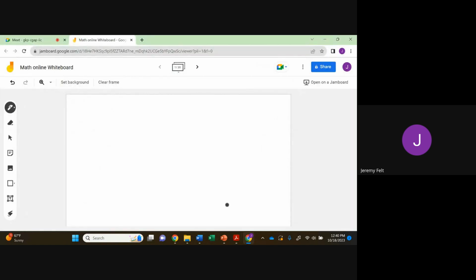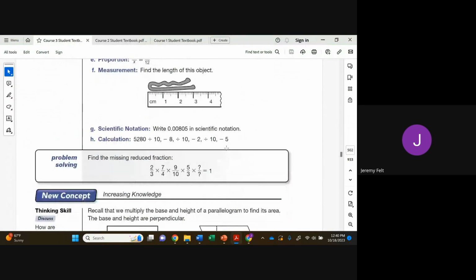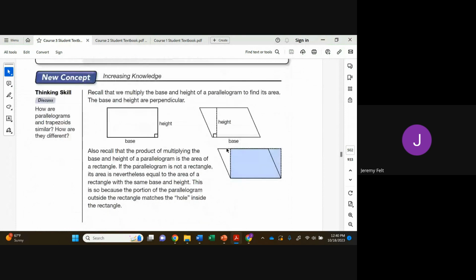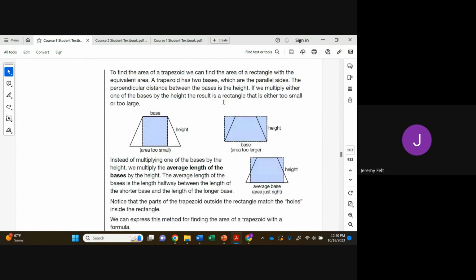So again, what is a trapezoid? Well, it's a quadrilateral, so it has four sides, and then it has a pair of sides that are parallel, and then another pair that are not parallel. If we're looking at a rectangle or a parallelogram, we know it's base times height. We can't just use base times height because we have two different bases in a trapezoid. A rectangle is a form of a parallelogram, so we can use that there.